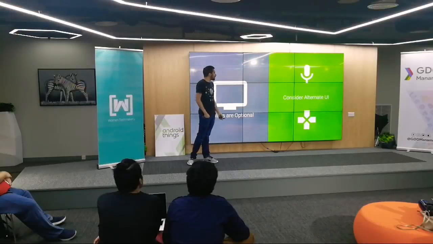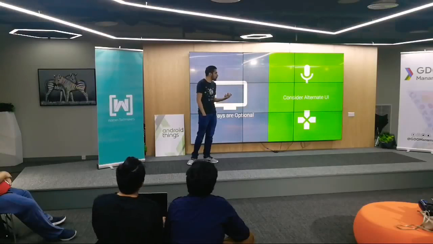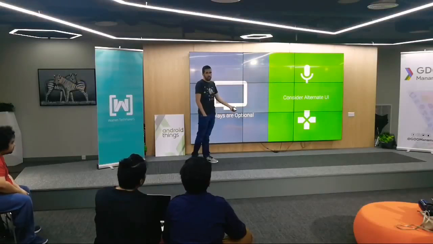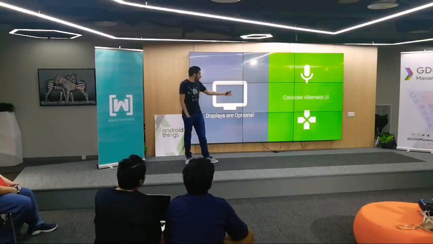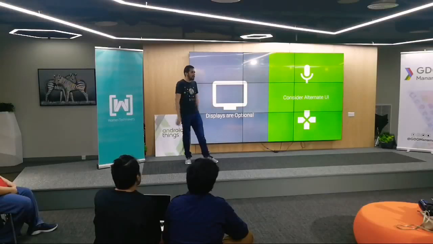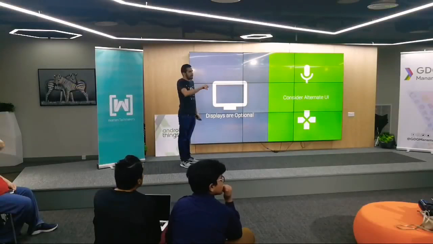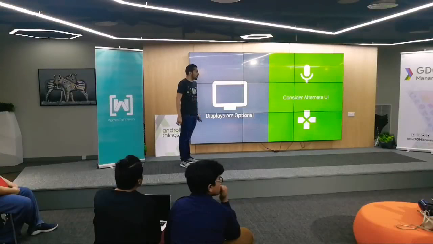Alternative methods to have a user interface are voice recognition, for example, and you can use the Google Assistant SDK, and you can have, for example, a joystick. Our one will be a sensor, and you have buttons, but we will not do any of the buttons.